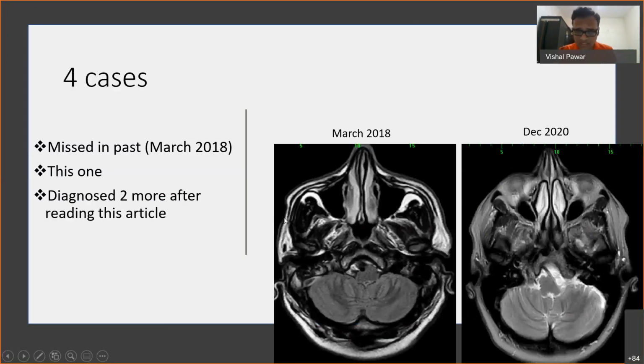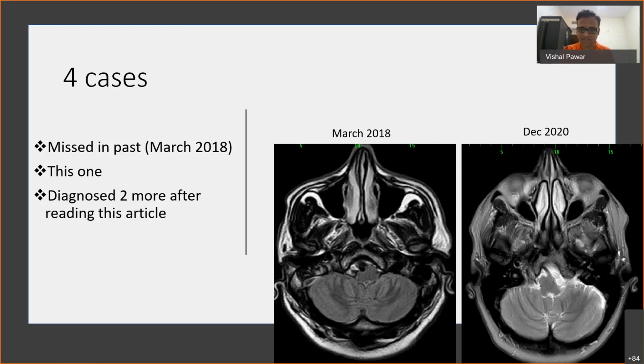Because of this particular patient, I went into my old records and I could correlate that I missed 2 patients in the past, both of whom had this compression of the medulla. You can see the anterolateral aspect of the medulla is getting compressed by the vertebral artery here, on the left side, and here on the right side. So I missed 2 patients in the past, and I could diagnose 2 more patients after reading this article. So it's a continuous learning process.